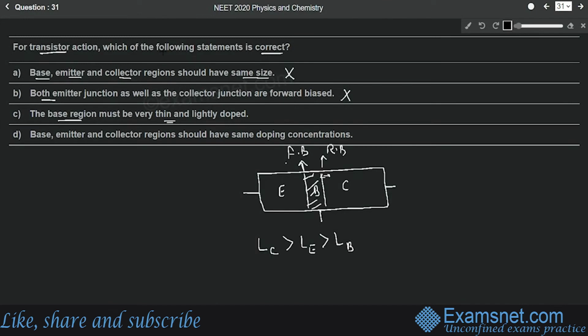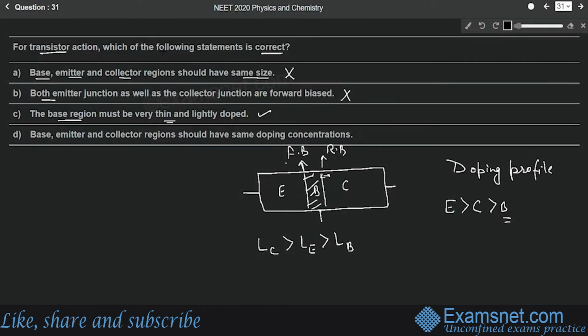Also, it is lightly doped. Okay, so this is the correct statement. Now, if we talk about the doping profile, that means which regions are doped highly and which are doped lightly, then the doping profile is maximum for emitter, then collector, and then base. So it is least for base region. That means base region is very lightly doped.